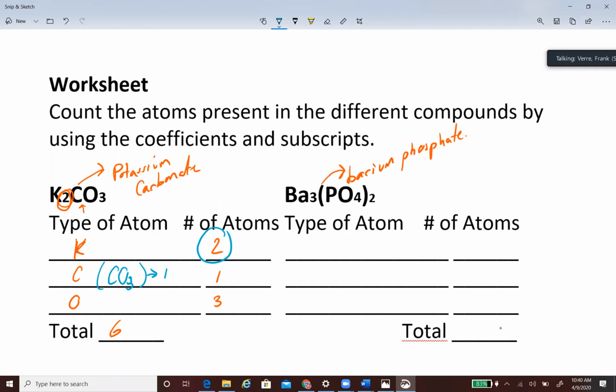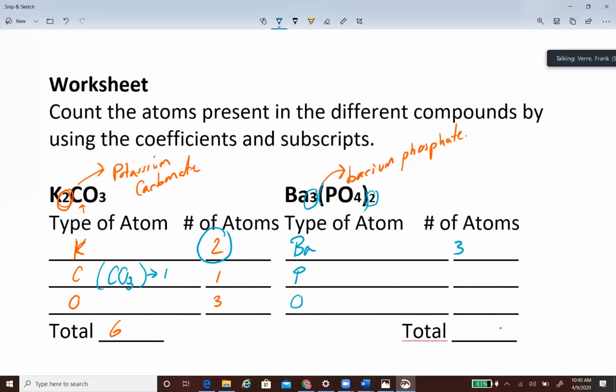Now, if we look at the next example, we'll see the same thing. So we can look at it as there's barium, there's phosphorus, and there's oxygen. There is a 3 here, so we can say that's 3 barium. Now, you notice there's brackets around the phosphate, okay? So if you remember, that little 2 means that we have 2 of everything.